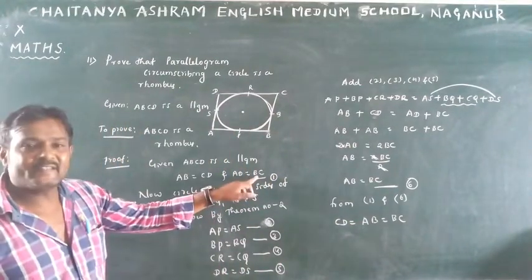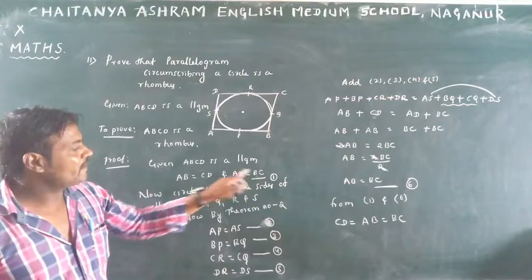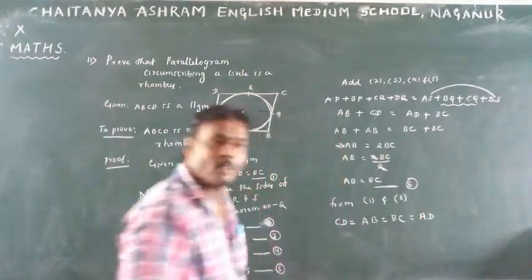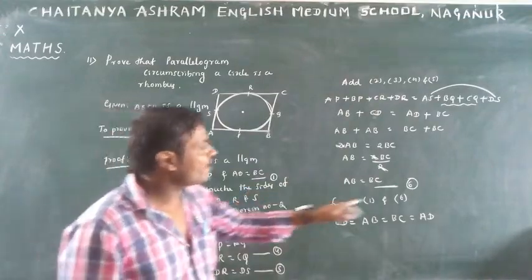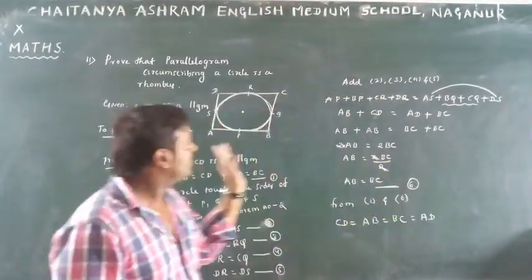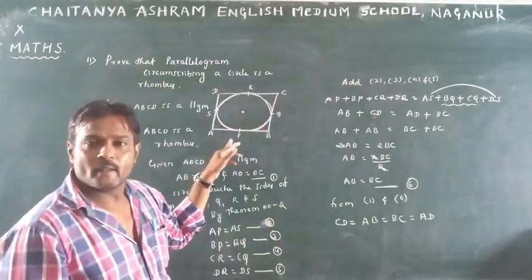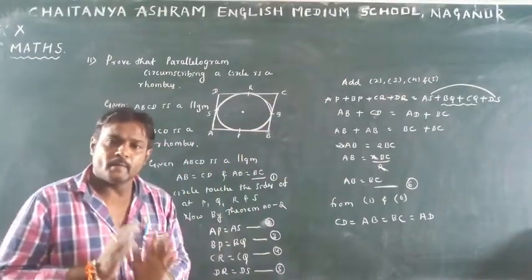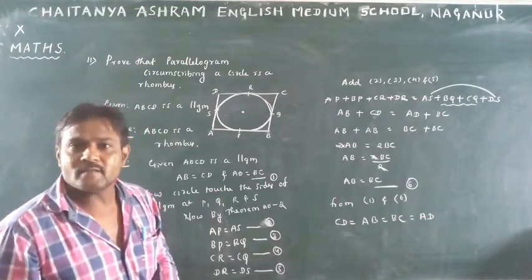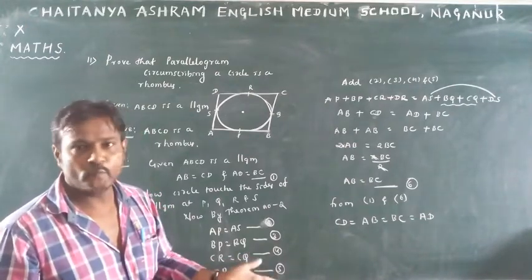Again this BC is there, no? That BC is equal to AD. So from 1 and 6, all sides are equal. All the sides of the parallelogram are equal, then that parallelogram is a rhombus, hence proved.